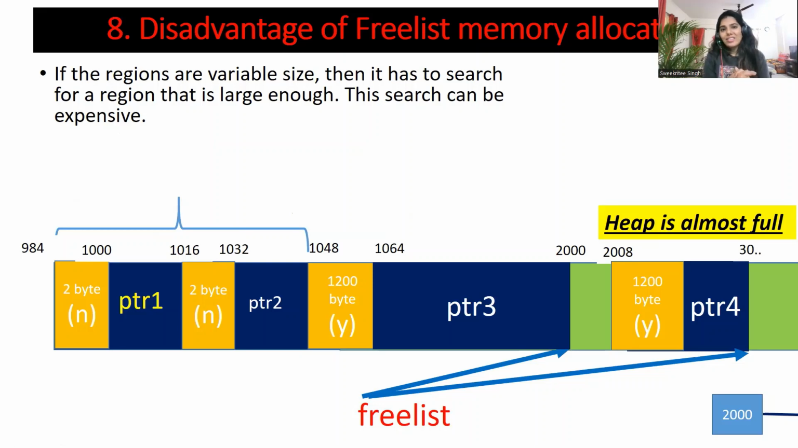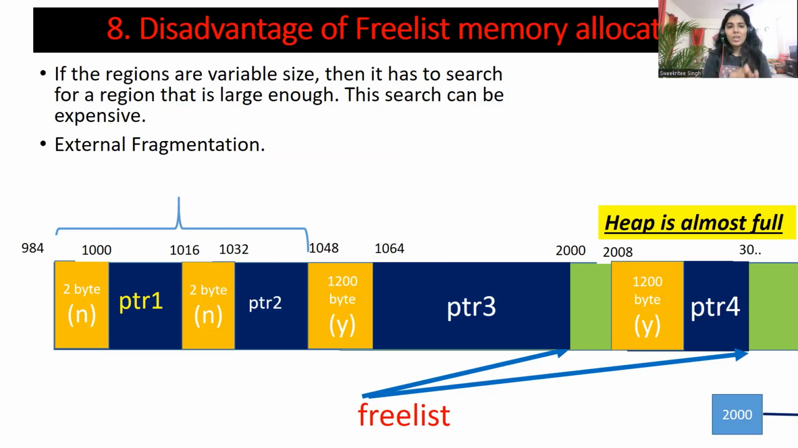So let's see the disadvantages of free list memory allocation. If the regions are variable size, then it has to search for a region that is large enough. This search can be expensive. We all know that free list stores the free memory in the form of a linked list data structure. And we also know that searching for free memory in a linked list is very expensive. So that search is going to be an expensive operation in the case of free list memory allocation.